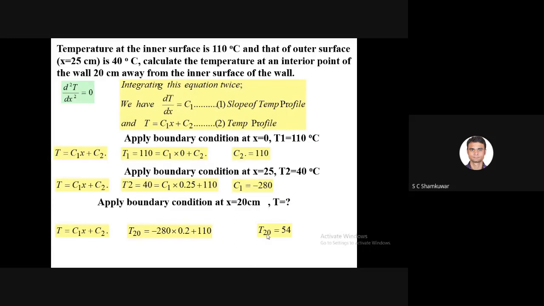Understood? So this is the importance of Laplace equation. If you know any two temperatures, you can find out the intermediate temperature. You can find out the intermediate temperature. This is the use of the Laplace equation. Understood? Understood, all of you? Yes, sir. Anyone have a problem?